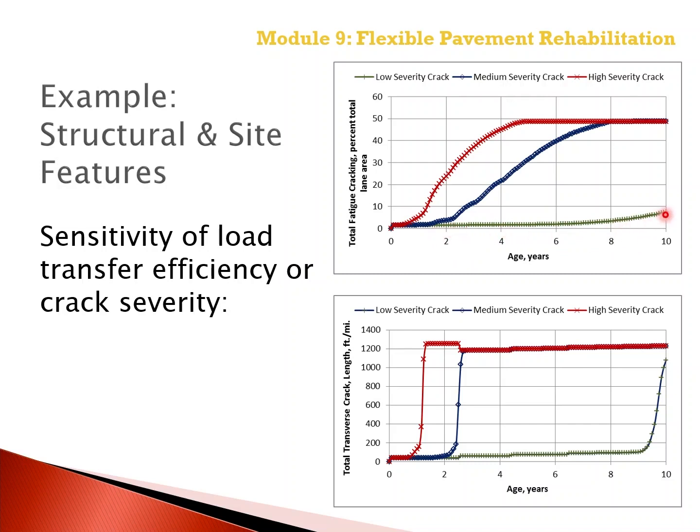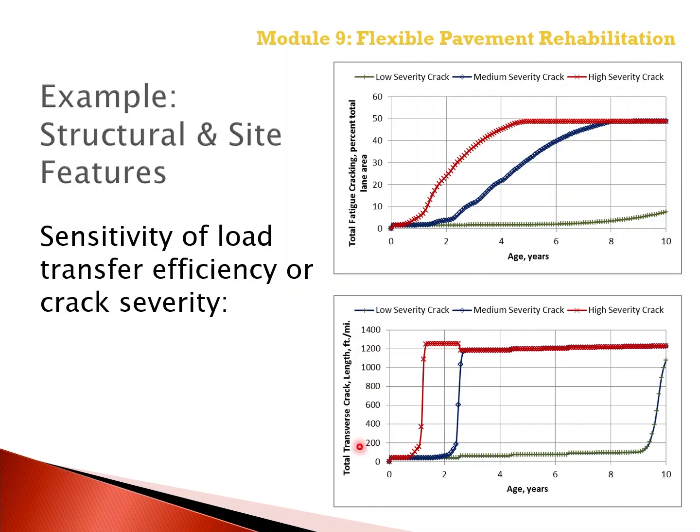And so once we start getting into higher load transfer efficiencies, which means a much lower differential vertical deflection, it takes some time for the cracks in the existing pavement, fatigue cracks in the existing pavements, to propagate through the asphalt overlay. The bottom graph is for the total transverse cracks in terms of feet per mile.